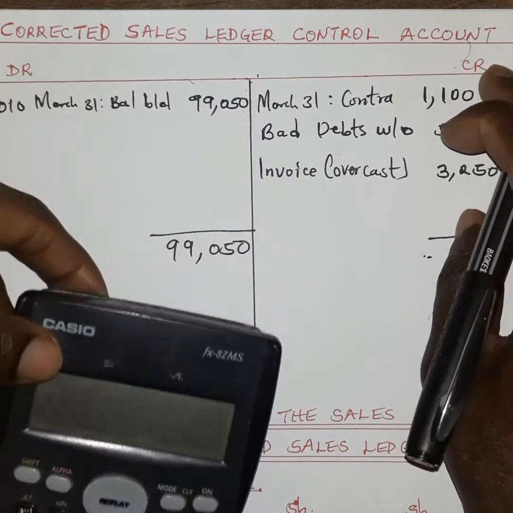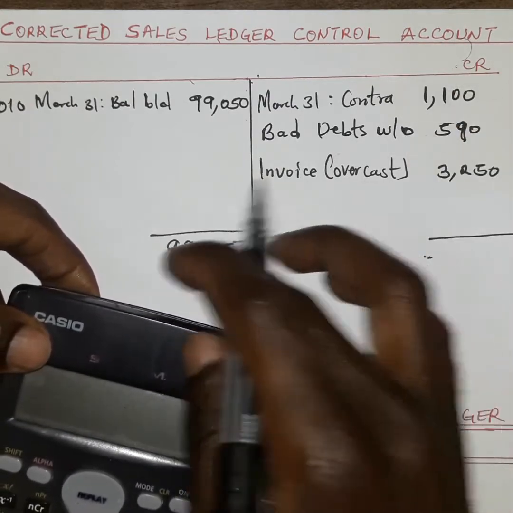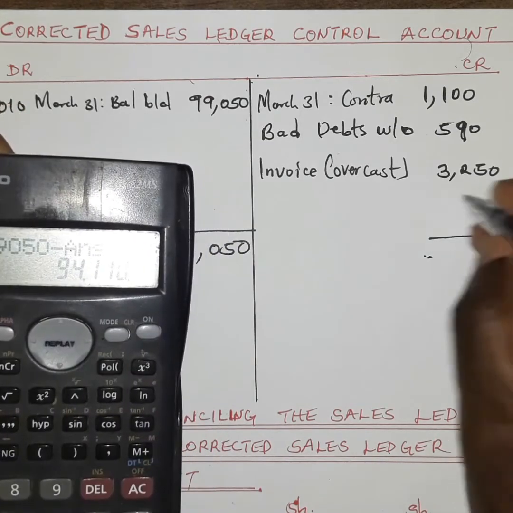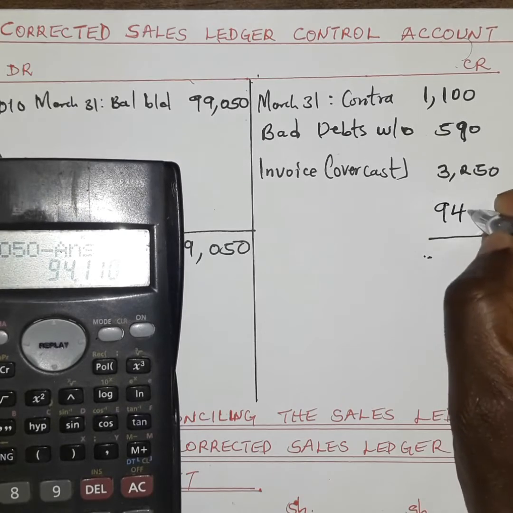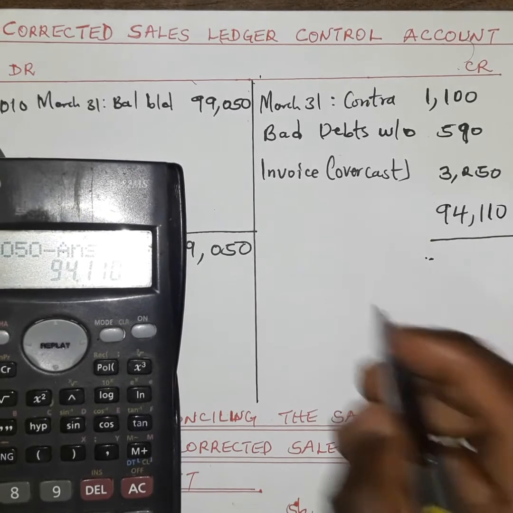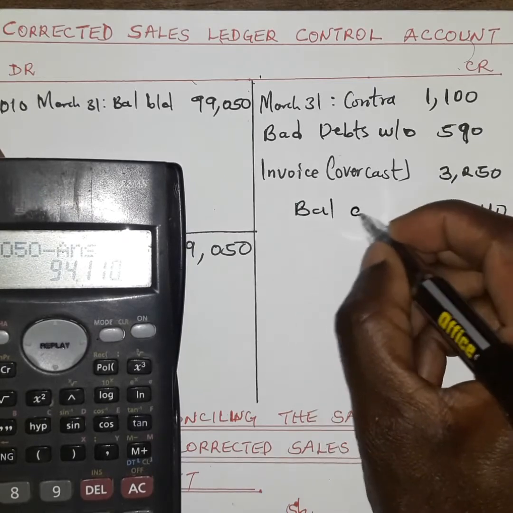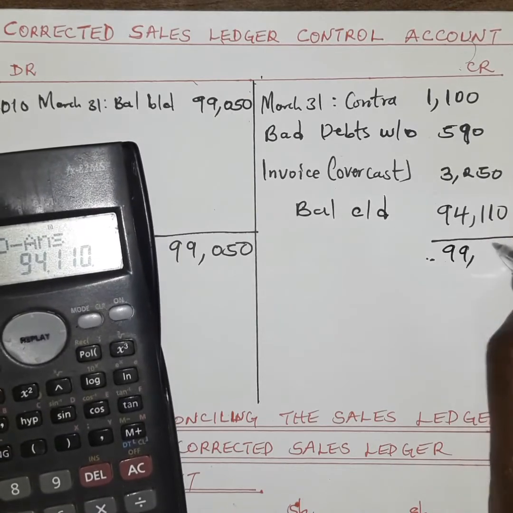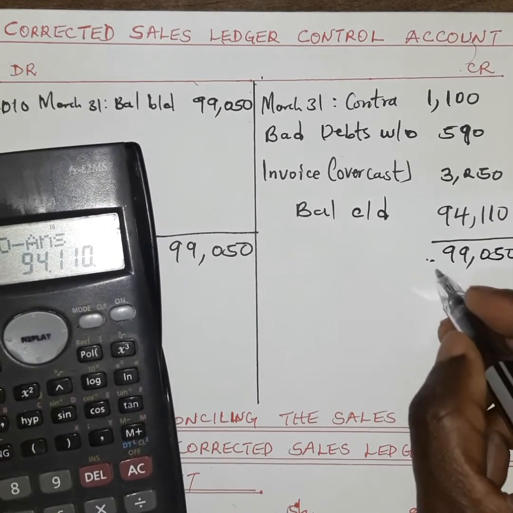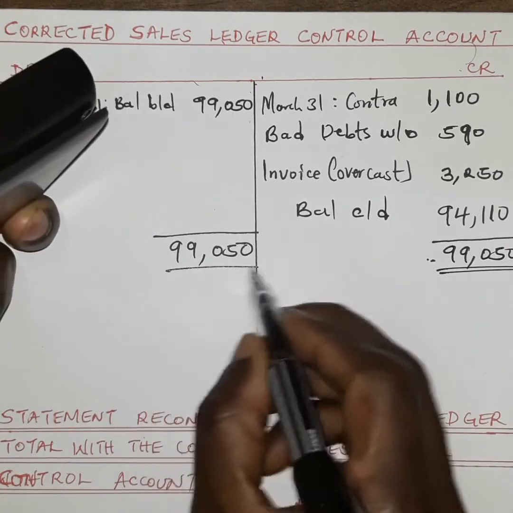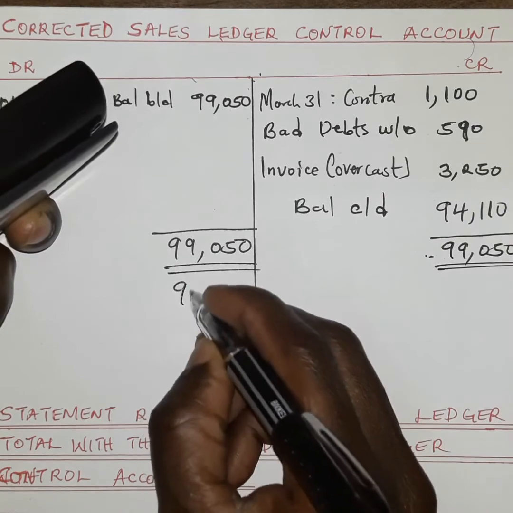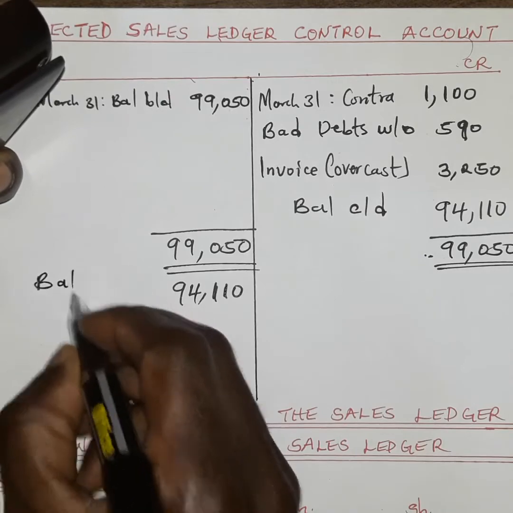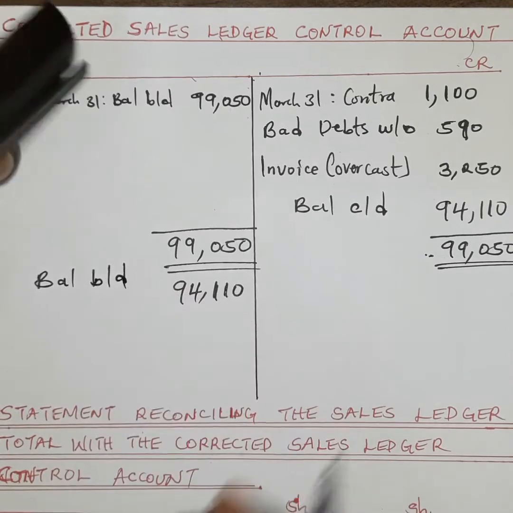We get the account balance by subtracting the two. So 99,050 minus the answer is supposed to be 94,110. This one is the account balance, 94,110. This is the balance which is supposed to be carried down. When you add these two, it is supposed to give us 99,050. We confirm they are the same by double underlining. Then we break it down, 94,110. I'll give it a name as balance brought down.